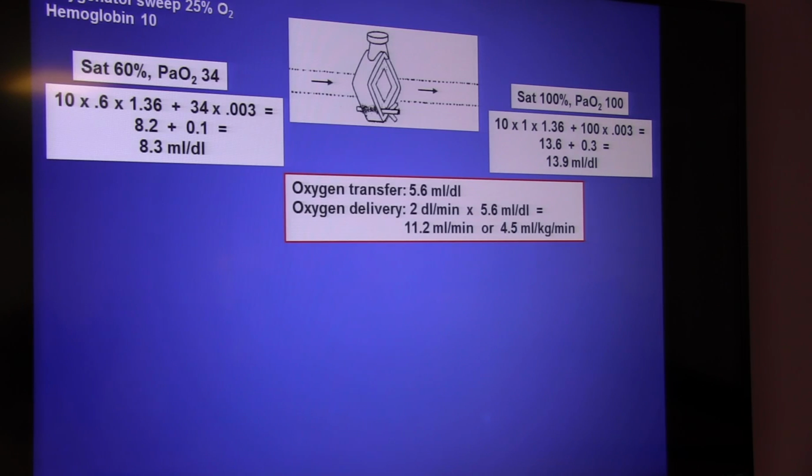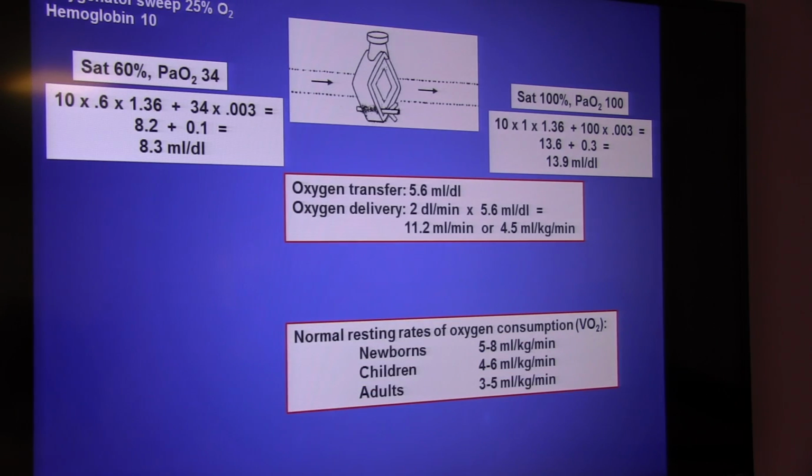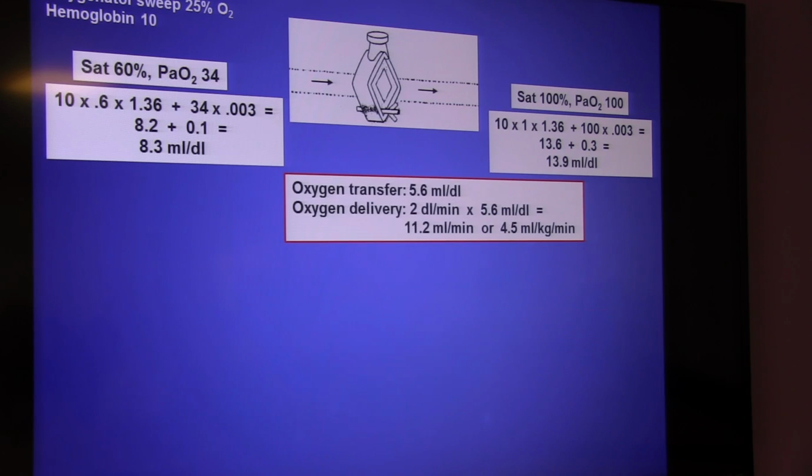And your oxygen delivery is 2 deciliters per minute times 5.6 milliliters per deciliter. So your oxygen delivery is about 4.5 milliliters per kilogram per minute. This says you don't need to worry so much about the calculations, but it will be important when you see how you manipulate different things and how that affects it. So normal resting rates of oxygen consumption in a newborn, for example, is 5 to 8 milliliters per kilogram per minute. So this is perhaps not that great, right? So what are the things that we can do to change the situation?